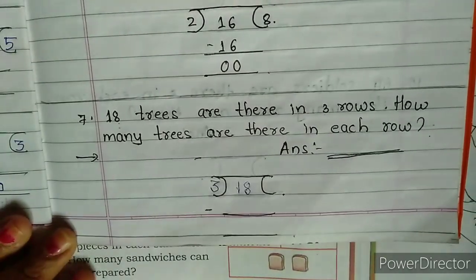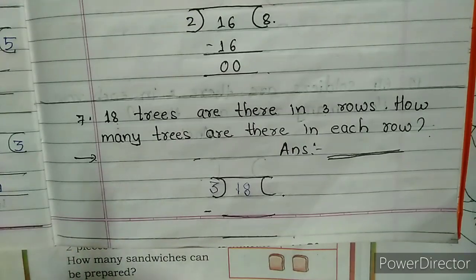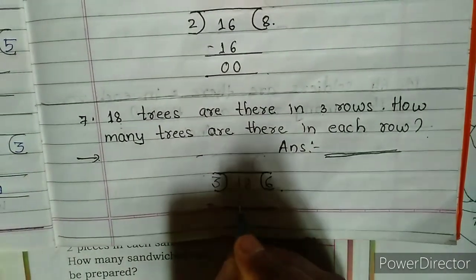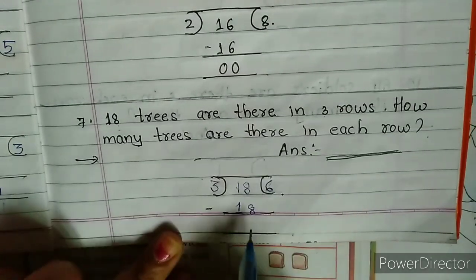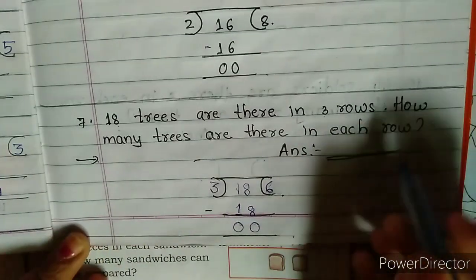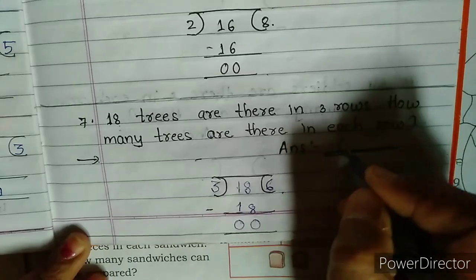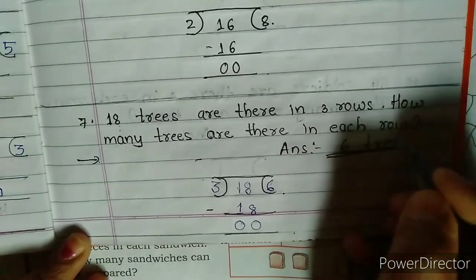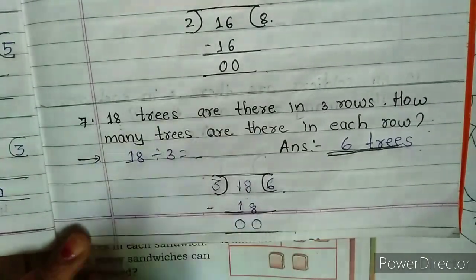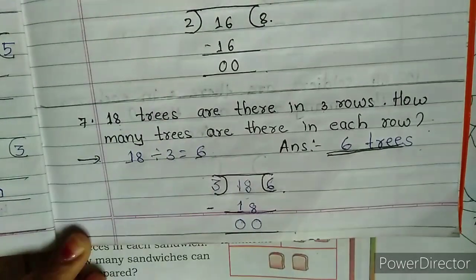Divisor is 3. 3 table we will read out. 3 ones are 3. 3 twos are 6. 3 threes are 9. 3 fours are 12. 3 fives are 15. 3 sixes are 18. So 6 are 18. 8 minus 8, 0. 1 minus 1, 0. So here how many trees? 6 trees. How to write this? 18 divided by 3 equals to 6.